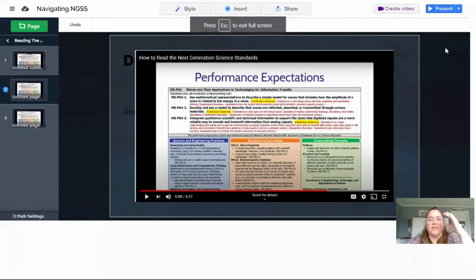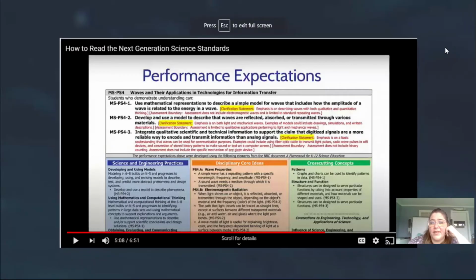Right. You also have clarification statements. Highlighted here, you see that they go into a little bit more detail to explain to you what the clarification is of that particular performance expectation. So that's sort of like how we had the standards breakdown that you're used to from the Common Core. The clarification statement just breaks it down in a little bit plainer language.